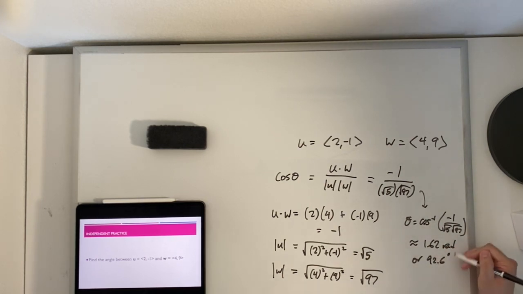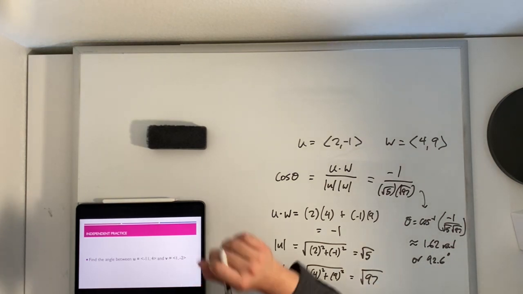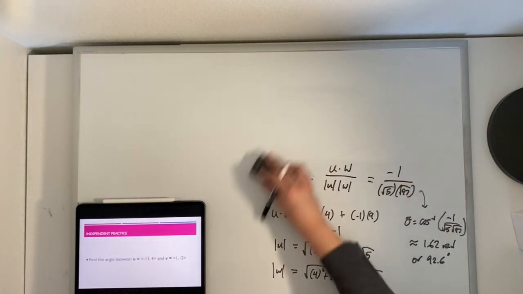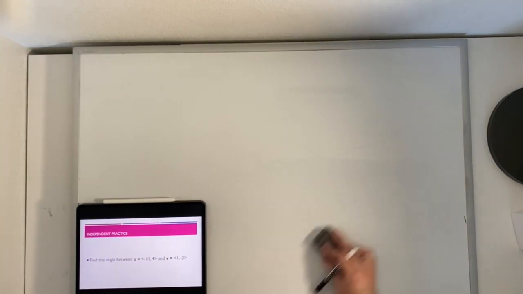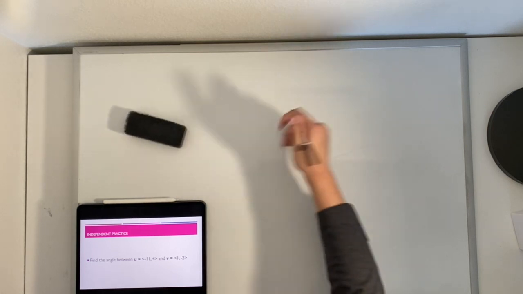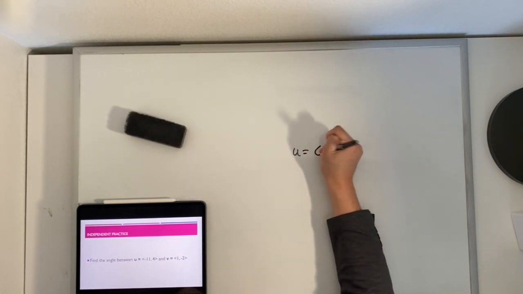Okay, so on your exit ticket, I will be specific whether I'm asking for radians or degrees. Just make sure whatever calculator you're using, you're in the right mode. Let's do one more practice problem, and then you should be pretty good to go for your exit ticket. Find the angle between these two vectors.